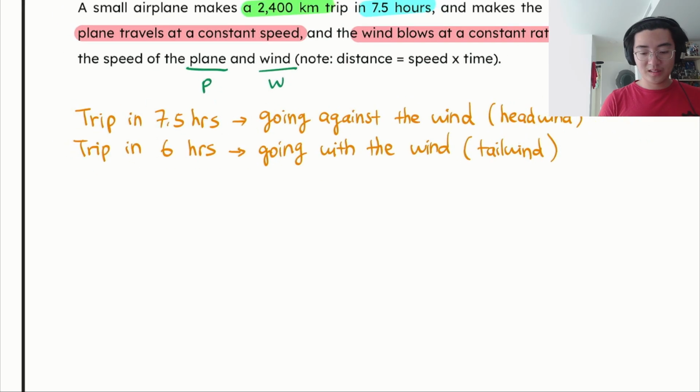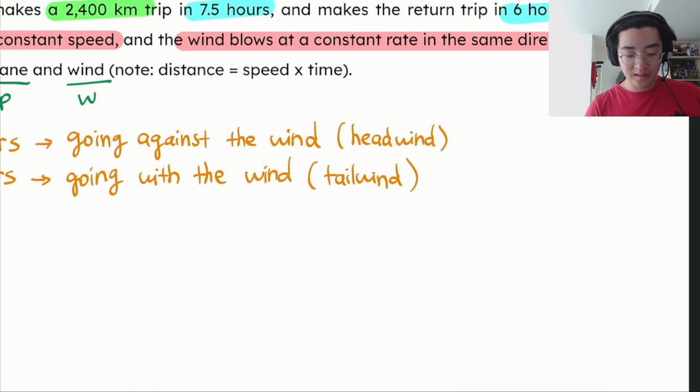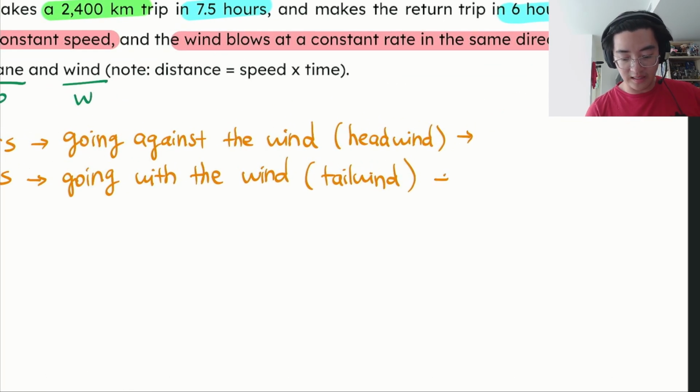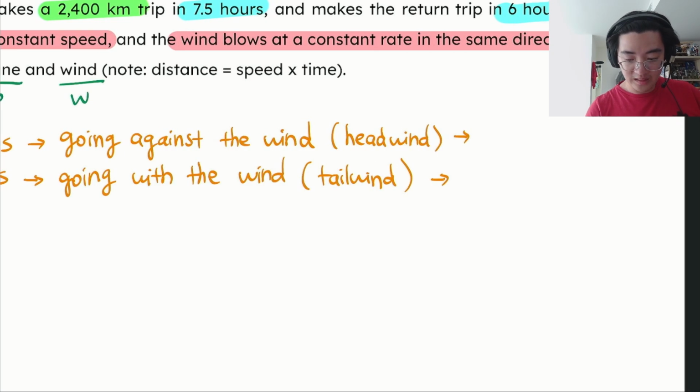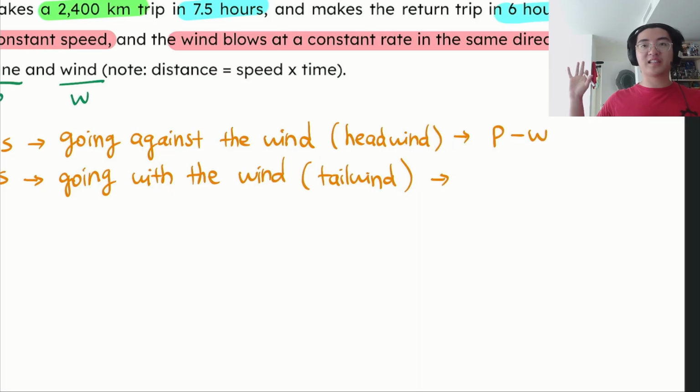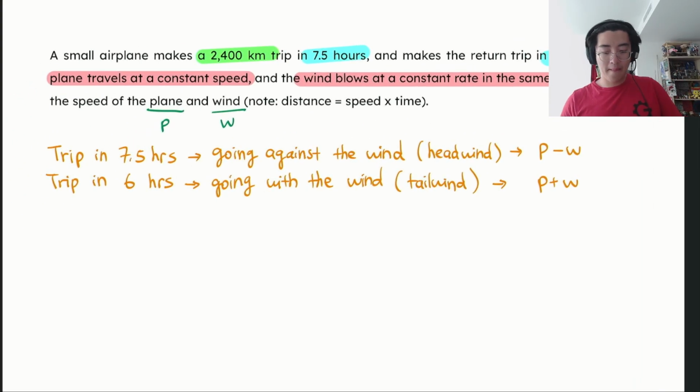Okay, so what does that tell us? When we go against the wind, our speed is reduced by the wind. You can imagine here's our plane speed, but because we're going against the wind, the wind's slowing the plane down. And if it's a tailwind, you can imagine the wind is behind the plane, boosting it further or faster. So this is all the information we need actually.